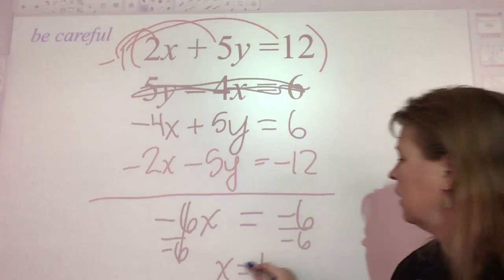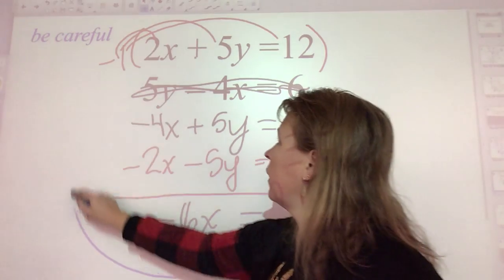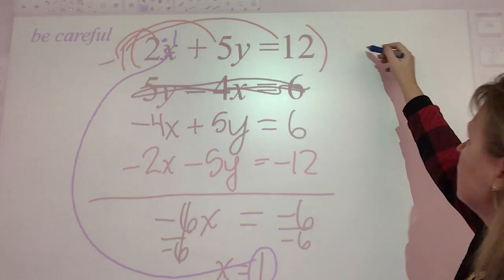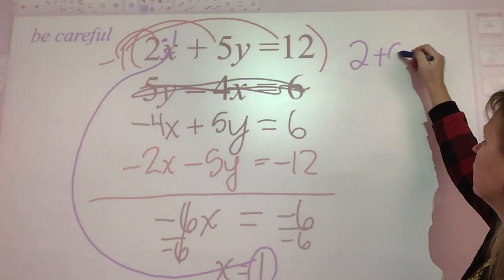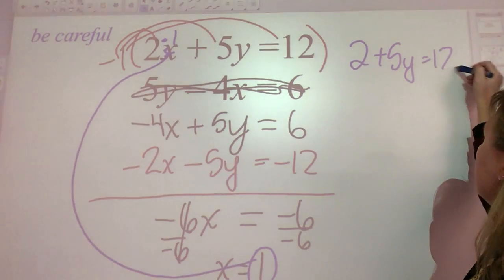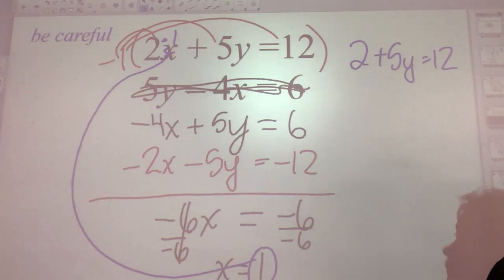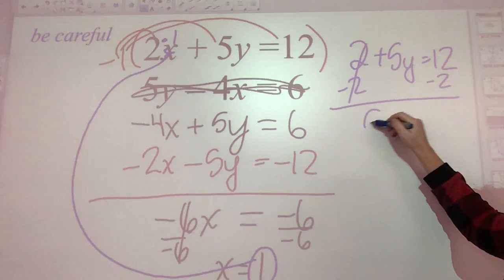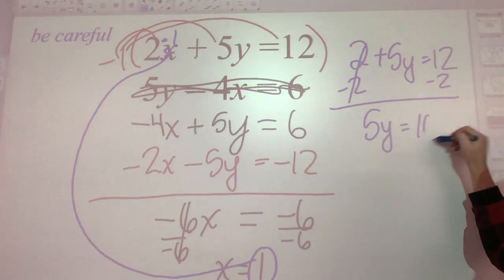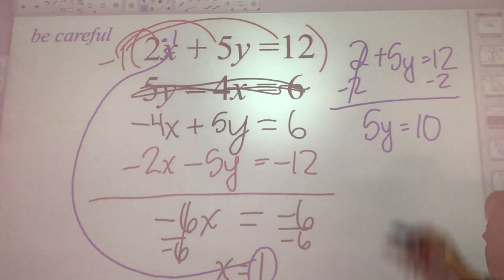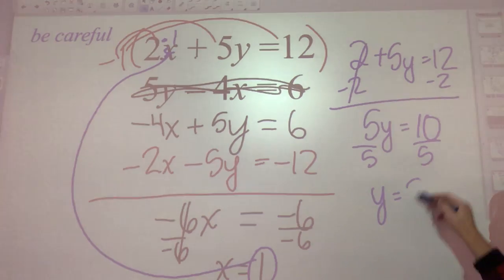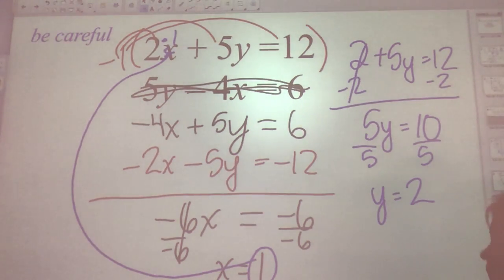I'm going to take this 1 and plug it in up here to the first x. 2 times 1 is 2. 2 plus 5y equals 12. Minus 2 from both sides. You get 5y equals 10. Divide by 5 and y equals 2. Final answer, 1 and 2.